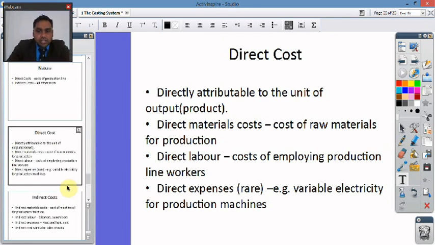Direct material costs are basically all the raw materials that are used to make your product. We've been through that already. Direct expenses are quite rare. Direct expenses are attributable to each unit of product. So variable electricity: each time you produce something, you're going to use some electricity on a production line. So that will vary directly with the number of units. Whereas the standing charge for electricity obviously is not a direct cost because it won't go up directly with the amount of units that you produce.